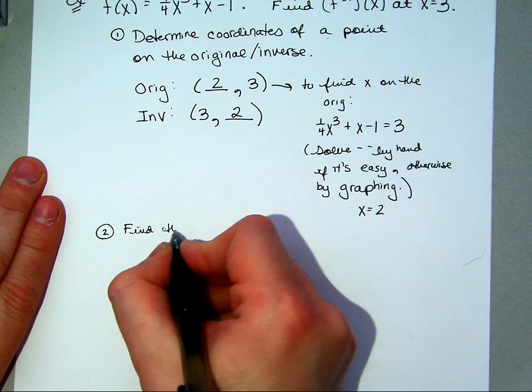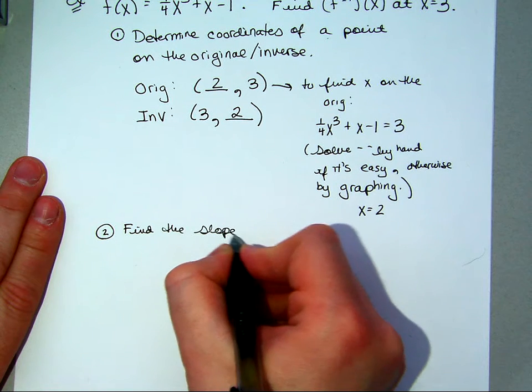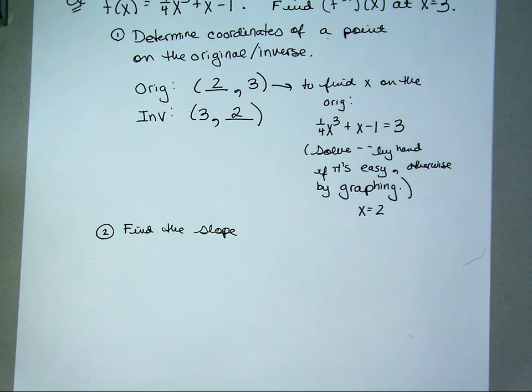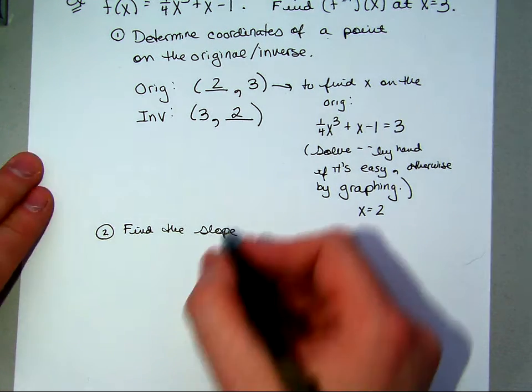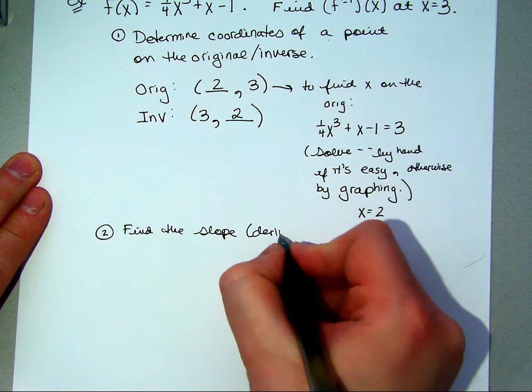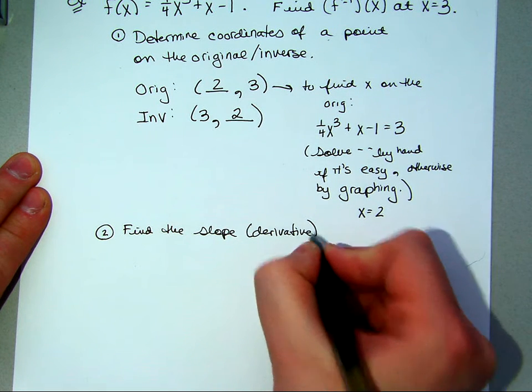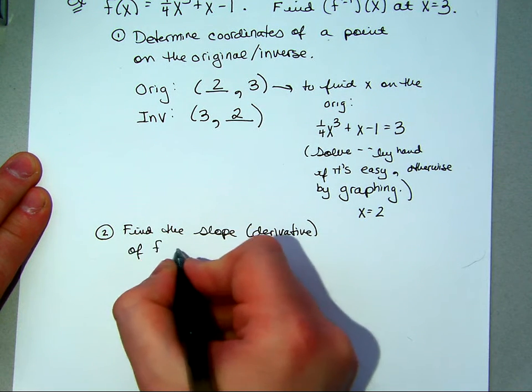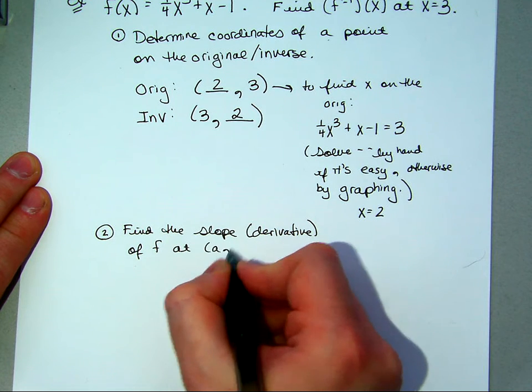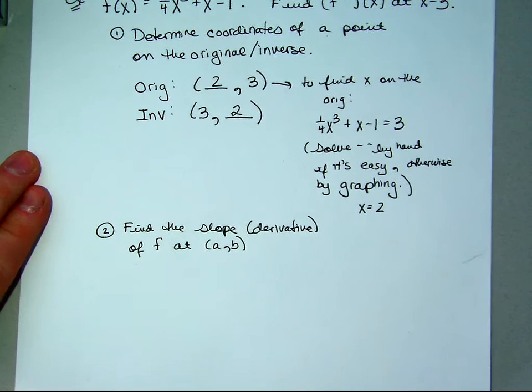Find the slope, and of course what's another word for slope that's like the real word we're using that starts with a d? Derivative. Oh good. Find the slope, the derivative of the original function f at a comma b, in this case at the point 2, 3.